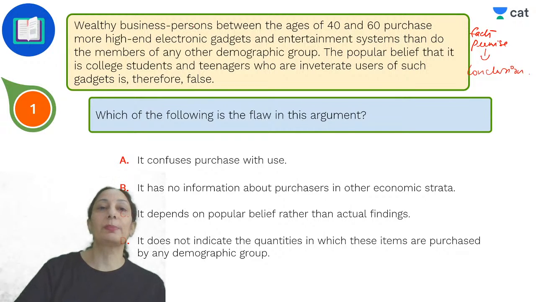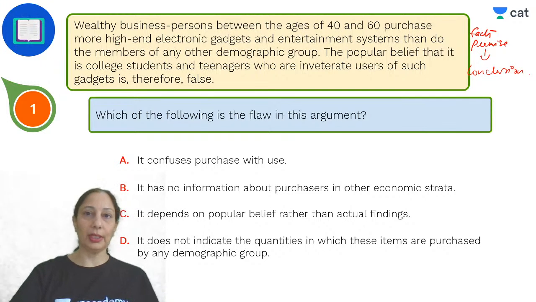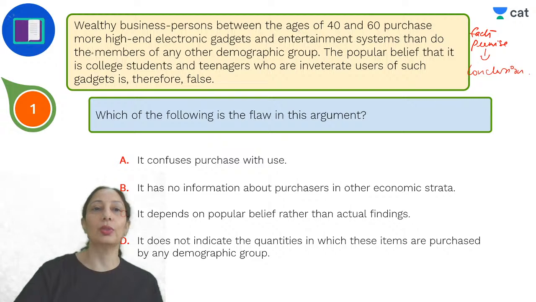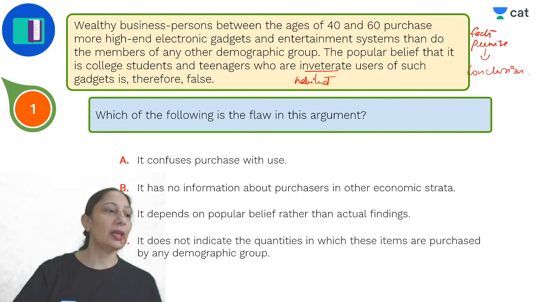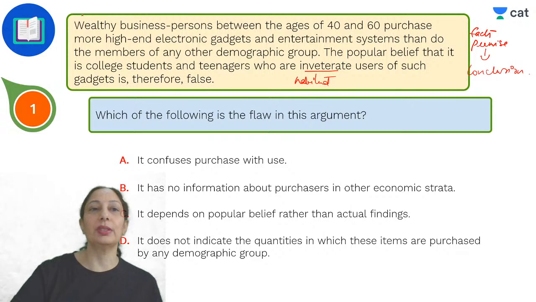Wealthy business persons between the age of 40 and 60 purchase more high-end electronic gadgets and entertainment systems than do the members of any other demographic group. The popular belief that college students and teenagers are inveterate, meaning habitual, users of such gadgets is therefore false. So these are the facts or the premise, and this is the conclusion that the author is arriving at. So do you see any flaw in the argument?